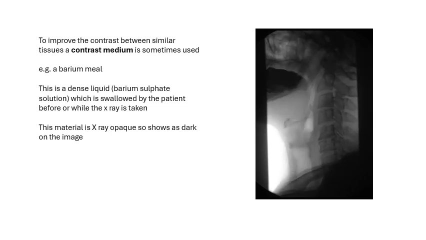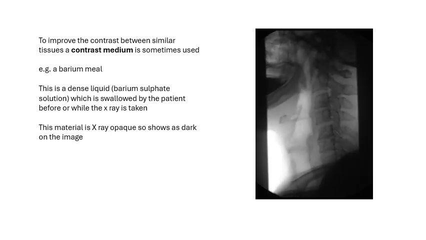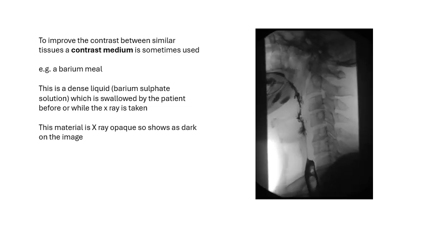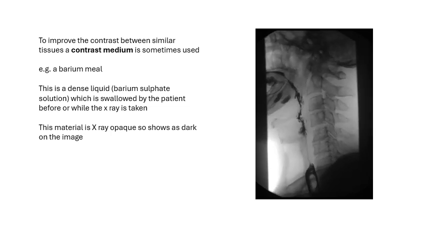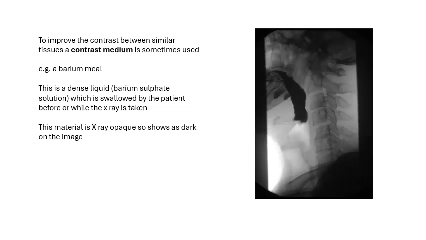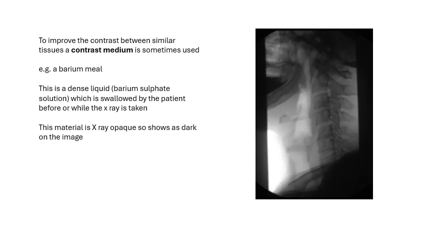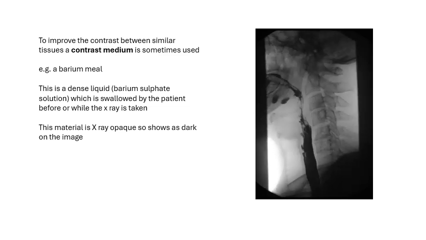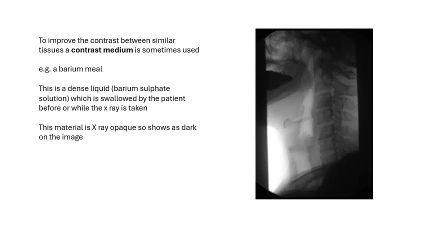Okay, what is a contrast medium? Now, if you want to look at, let's say, somebody's esophagus or somebody's stomach, the mass attenuation coefficient of the cartilage and the muscle, etc., is very, very similar. So what you can do is increase the difference, and that will improve the contrast. So you'll get a clearer picture. If you look at this animation here, one example of that is called a barium meal. What you do is you swallow this liquid, which is a solution of barium sulfate, and it's a very, very dense liquid. It's swallowed by the patient, and that increases the amount of contrast, and it shows up as dark on the X-ray image.